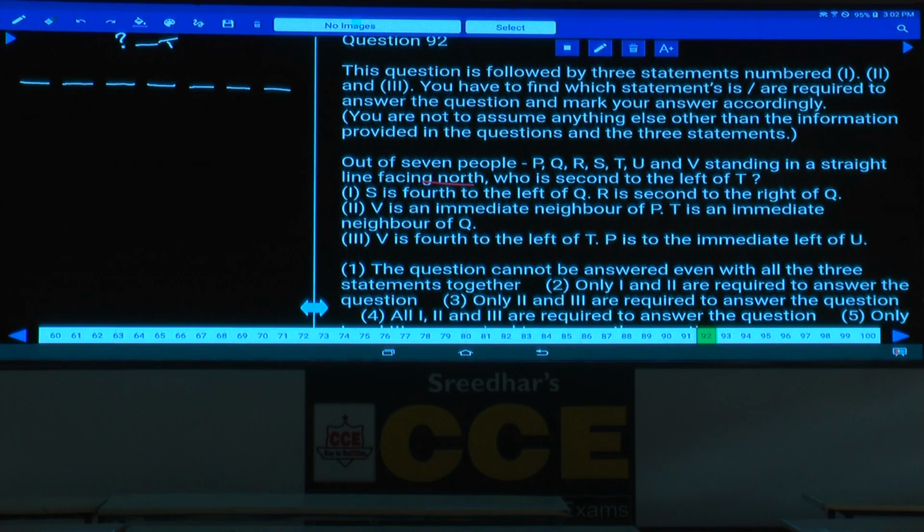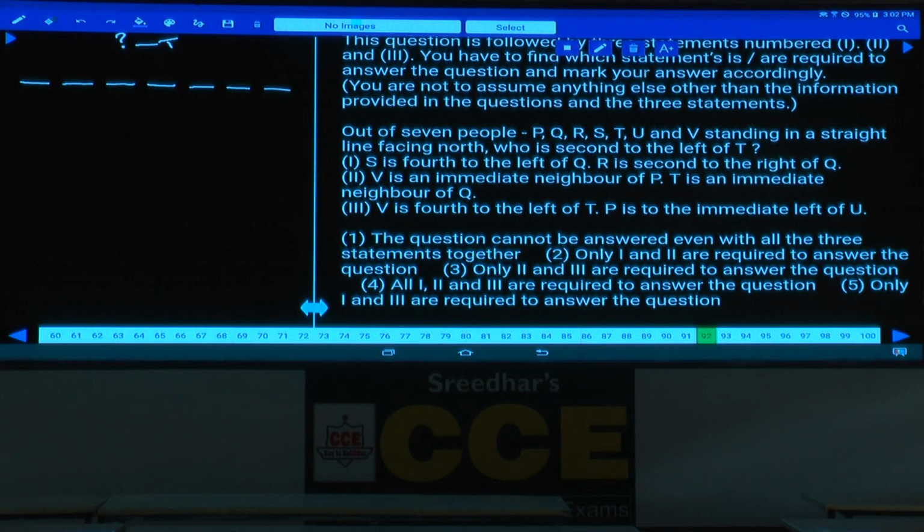In order to identify the person who is seated second to the left of T, first we should check the conditions. Now the question cannot be answered even with only 1 and 2, 2 and 3, all are required, 1 and 3. Again, individual statements were not given. Now the combination of 2 statements. Then choice 2. What is choice 2 here? 1 and 2 are required. Then combining 1 and 2, tell me whether we are getting the answer or not.